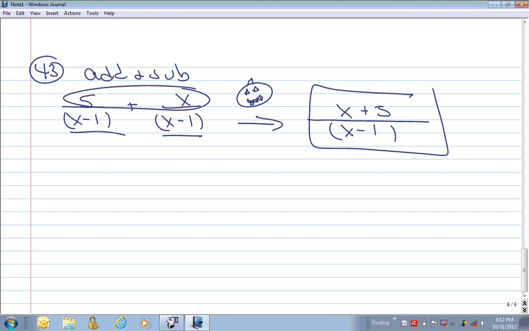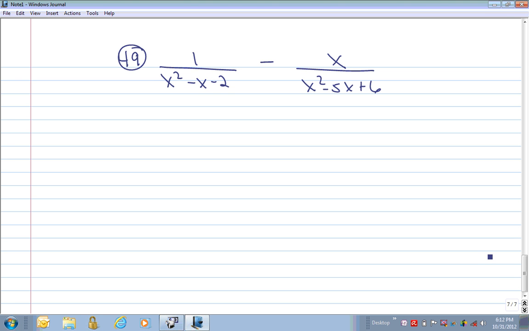Now we're going to get to 49, and 49 is where we end up having to find a common denominator. So for problem 49, we start with 1 over x squared minus x minus 2. And then we're going to subtract. That makes it doubly hard, or more complicated. And we have x over x squared minus 5x plus 6. The first thing we're going to do is factor again, because to find a common denominator, we need to know what factors are within our denominator.